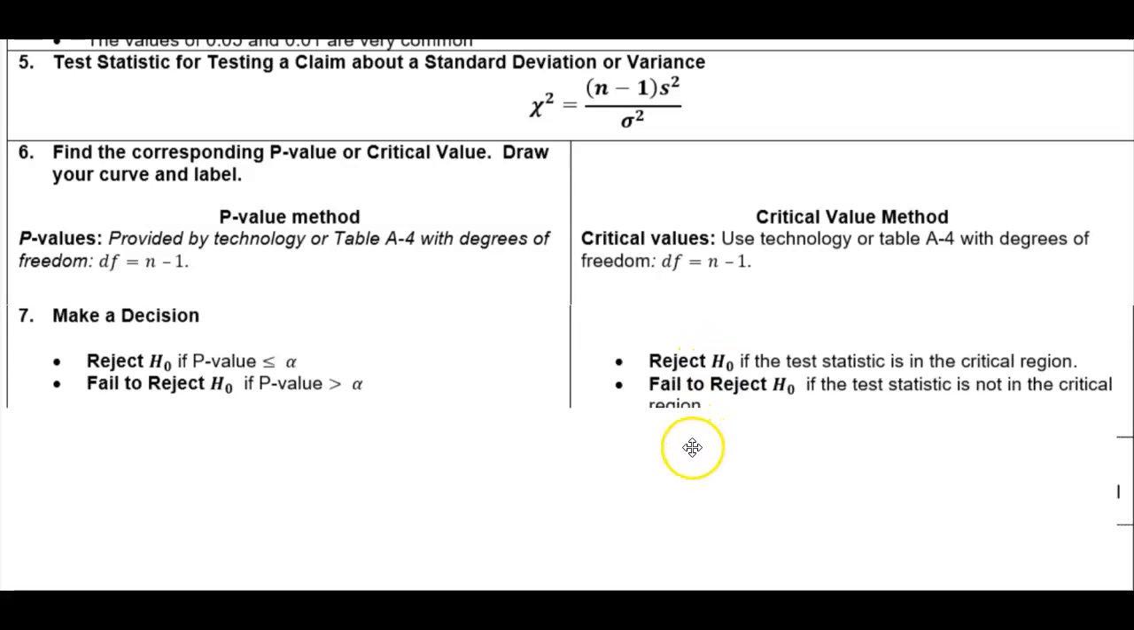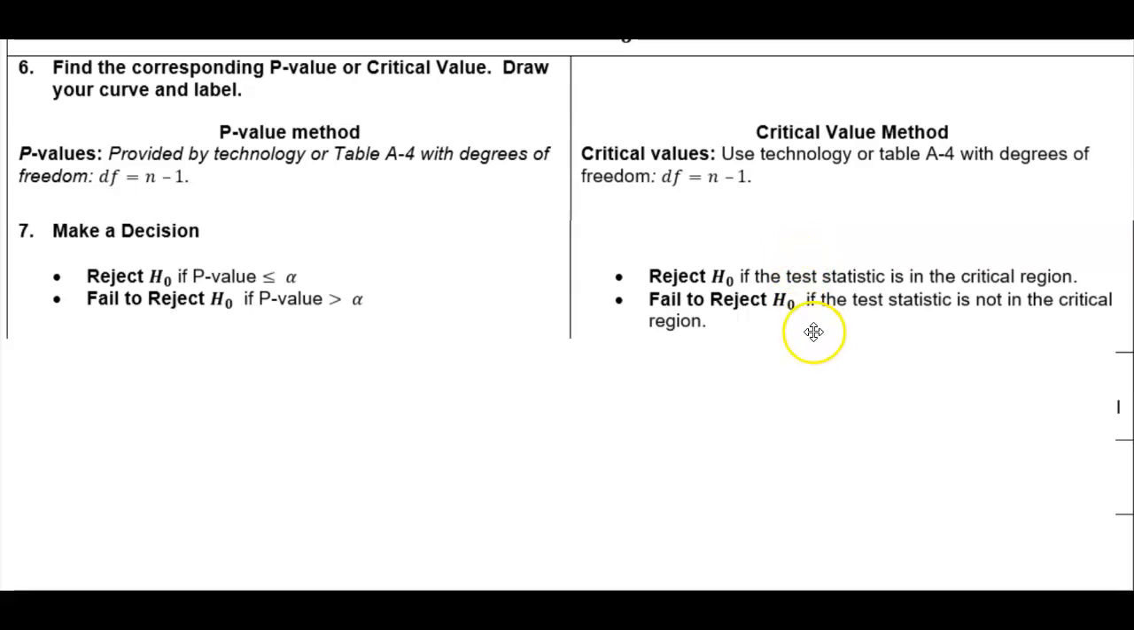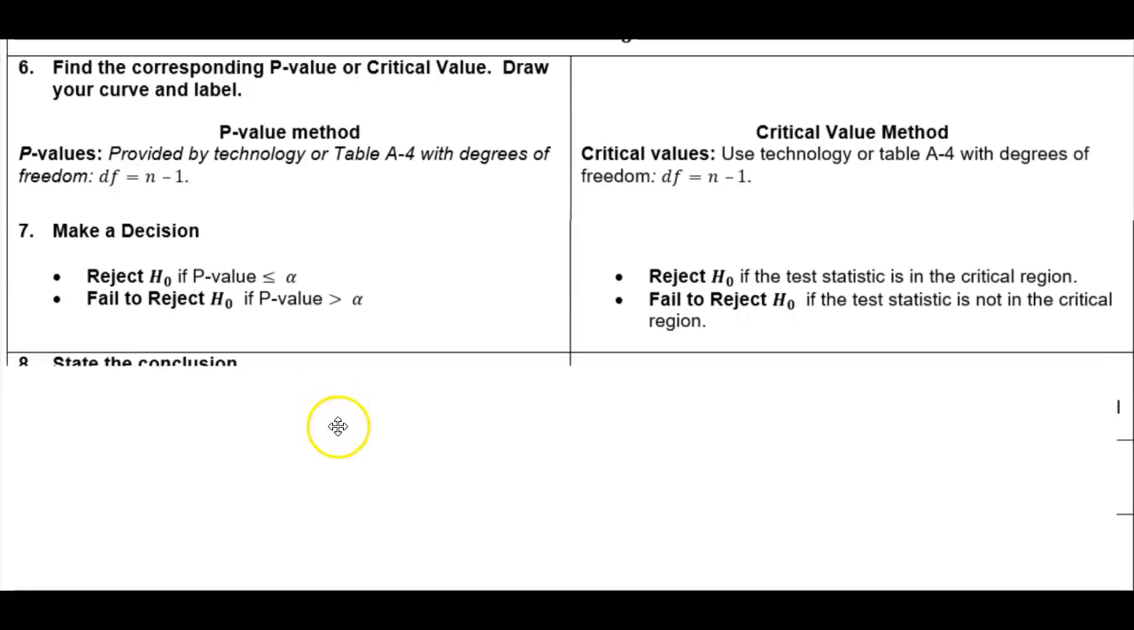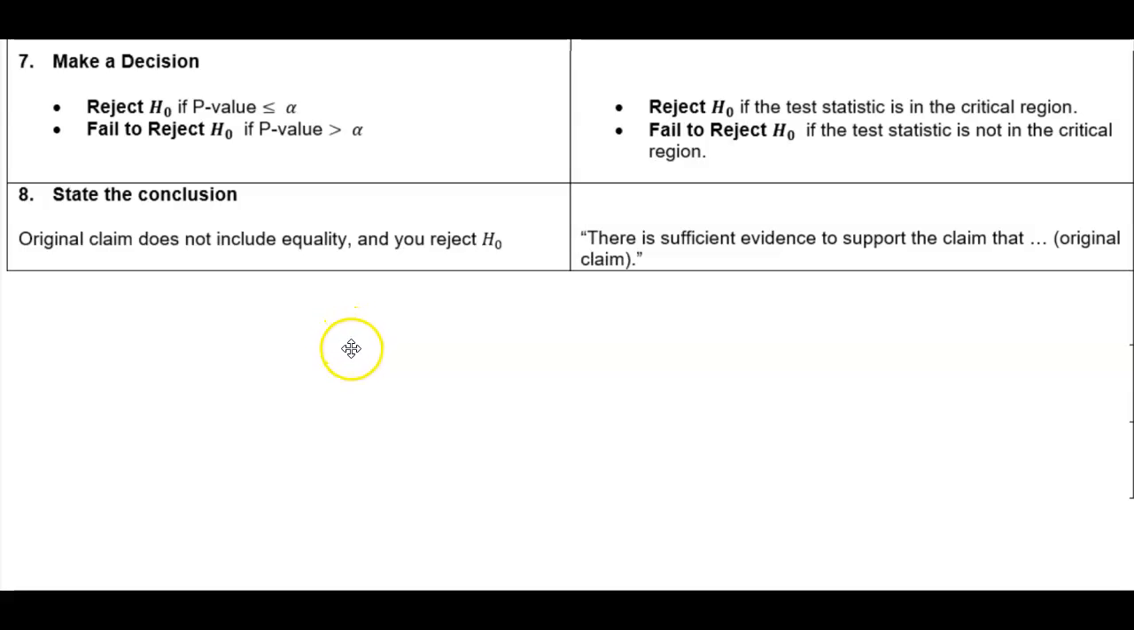And then step 7, you're going to make a decision. You reject the null if the p-value is less than or equal to alpha. You fail to reject the null if the p-value is greater than alpha. For the critical value method, you reject the null if the test statistic is in the critical region, and you fail to reject the null if the test statistic is not in the critical region. And then step 8, you're going to state the conclusion. If the original claim does not include equality and you reject the null, you would say that there is sufficient evidence to support the claim that, followed by the original claim.